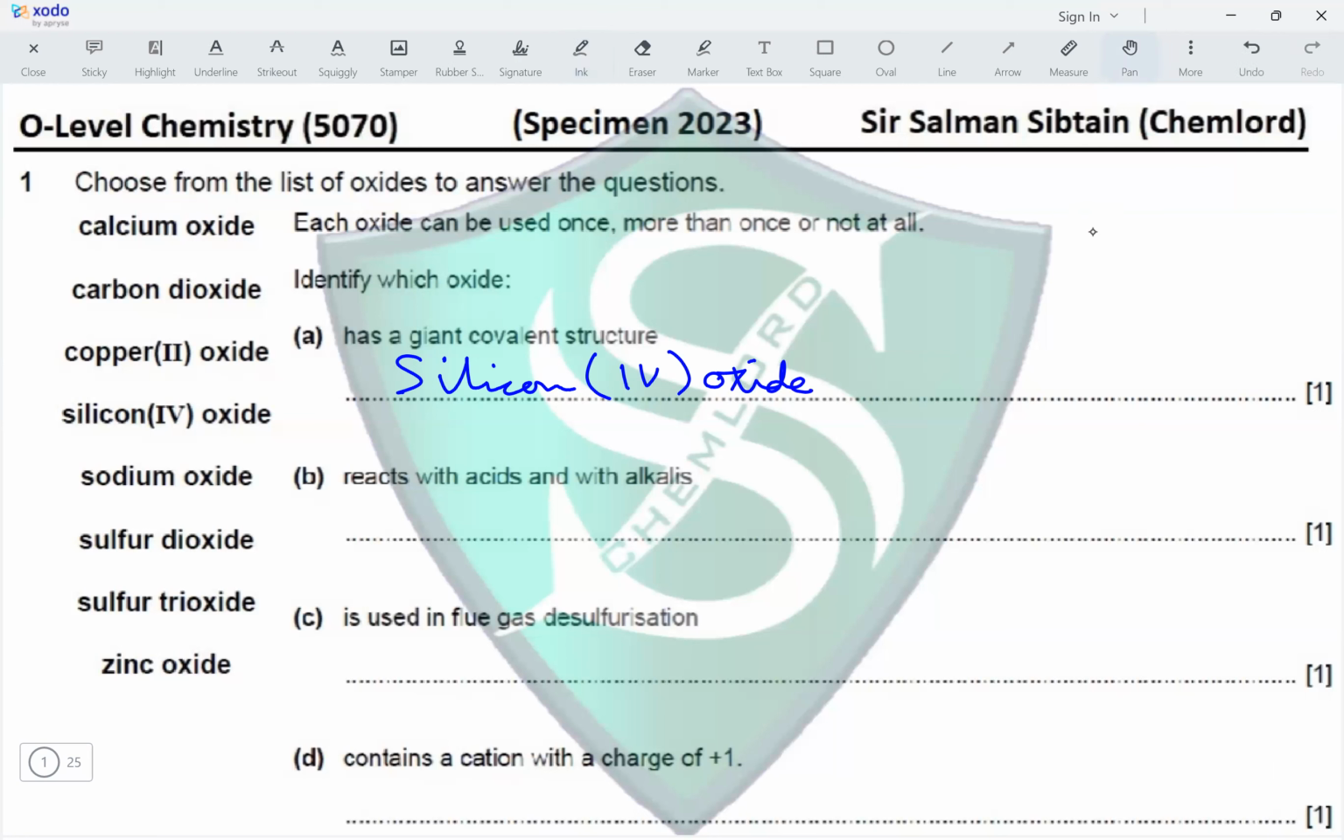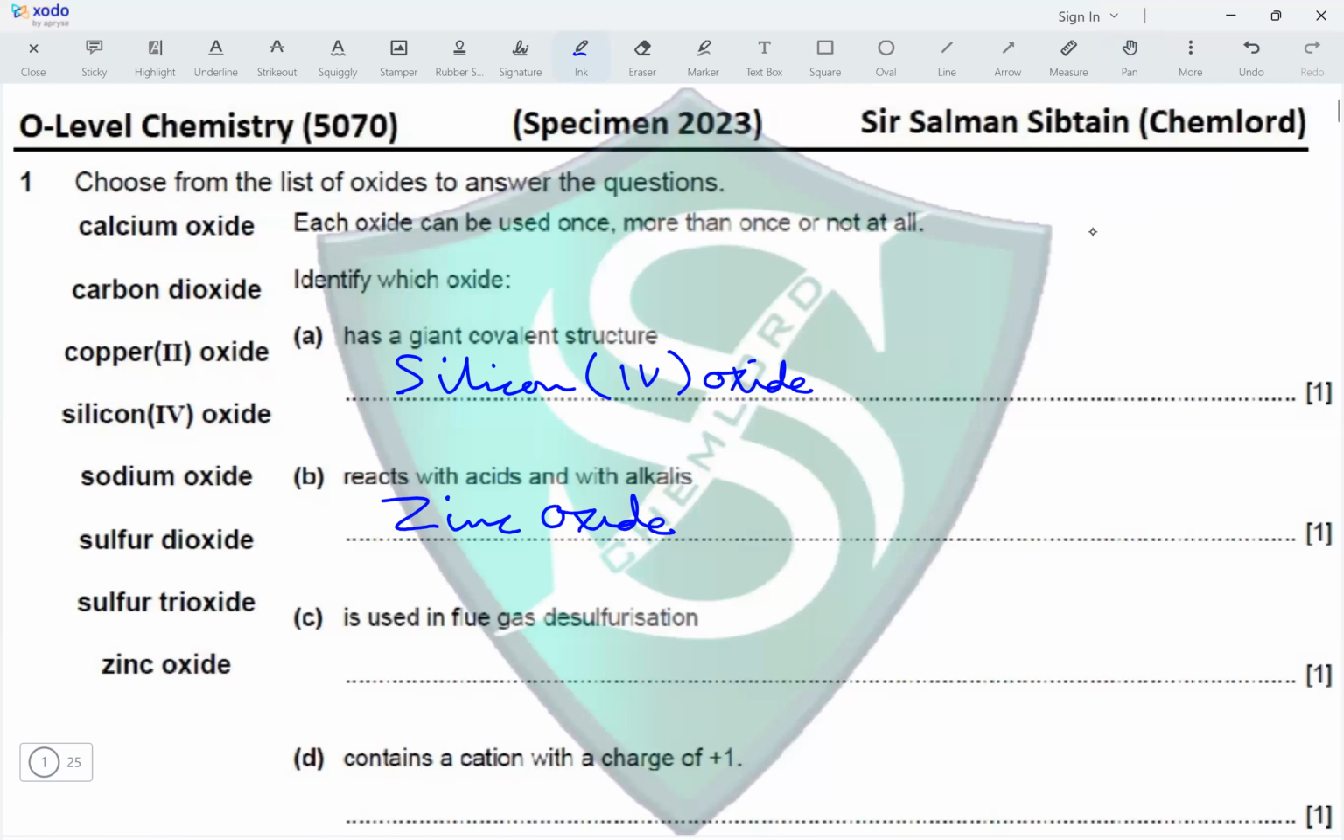Okay. Part B. Reacts with acids and with alkalis. So it should be amphoteric. So calcium oxide, no, it's basic. Carbon dioxide is acidic. Copper(II) oxide is not the answer. Silicon(IV) oxide is acidic. Sodium oxide is basic. Sulfur dioxide is acidic. Sulfur trioxide is acidic. Zinc oxide is amphoteric. It will react with both acids as well as bases. So the answer for part B is zinc oxide.